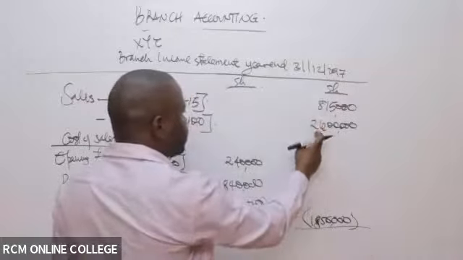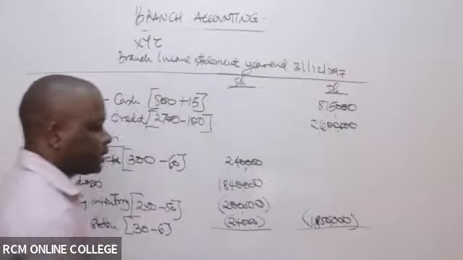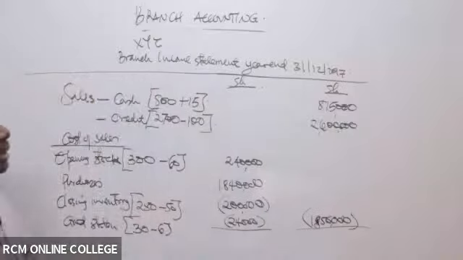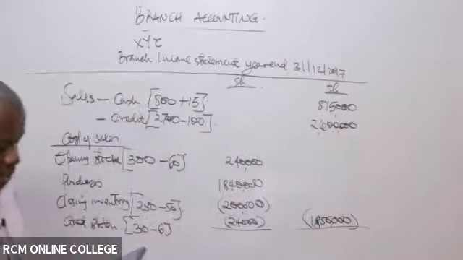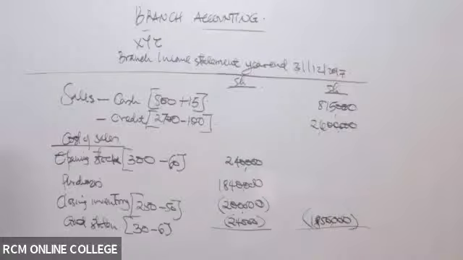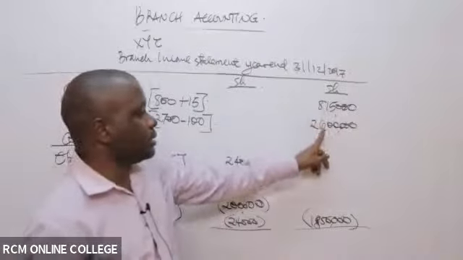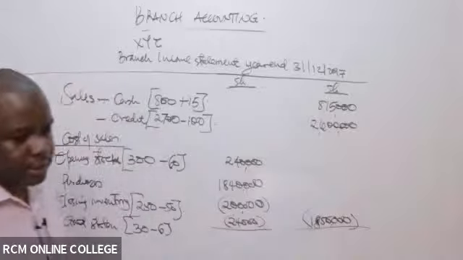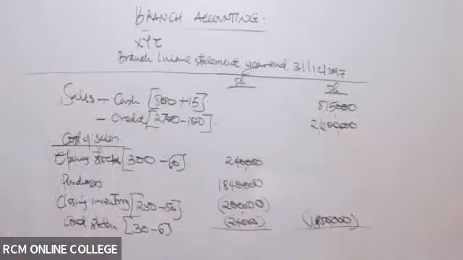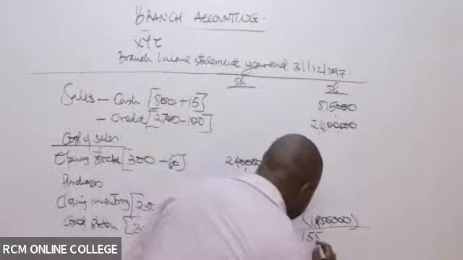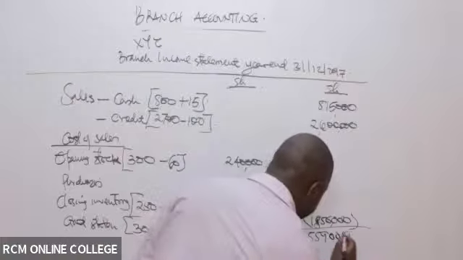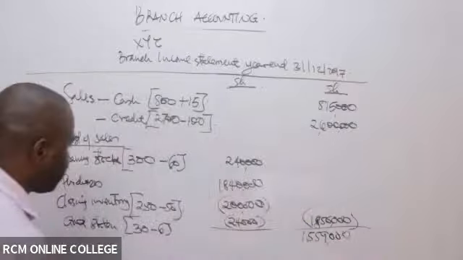This 1,856,000, you must less from this. If you add these two, then you less this one, what are you getting? Joyce, if you add this and this, then you less this, what are you getting? Hope is saying 1,559,000, which is actually the gross profit. Remember, there's somewhere we got our gross profit.